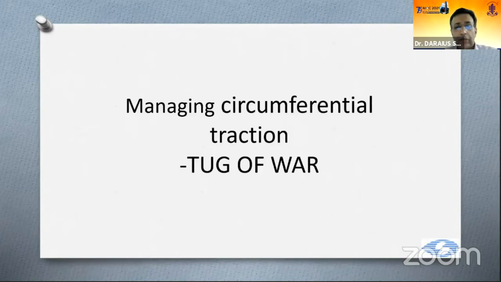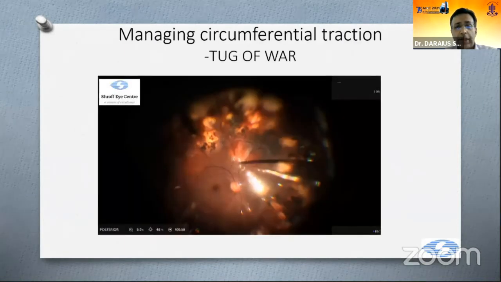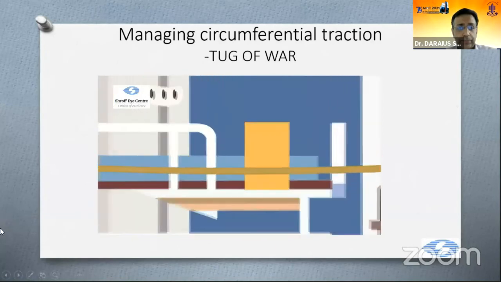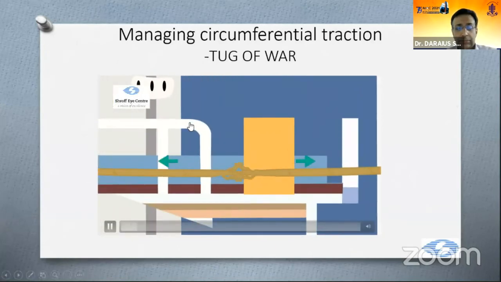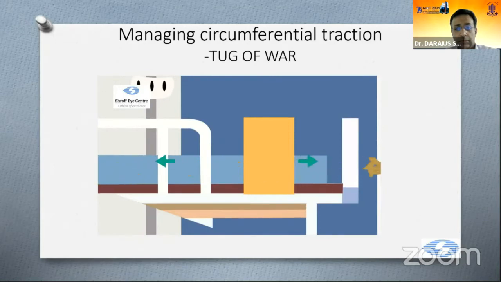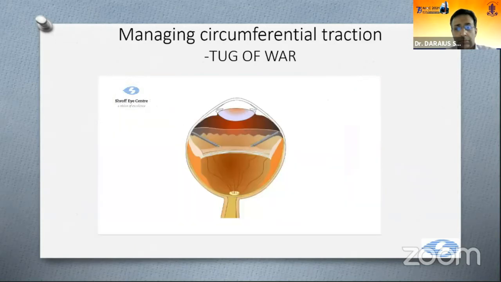The other tip which I'm personally very fond of is the tug of war maneuver, which is very useful for anterior circumferential PVR. So there'll be a video on this. I like to perform a maneuver called tug of war, based on the shearing force a rope undergoes during the game. We use opposing forceps to tug and shear the membranes gently and relieve the traction without resorting to a retinotomy.